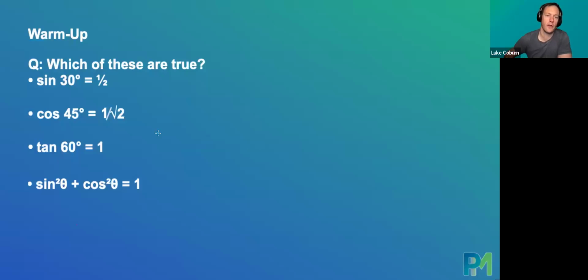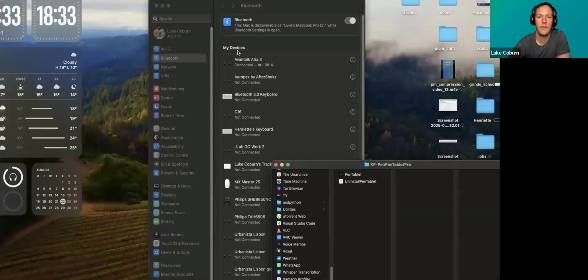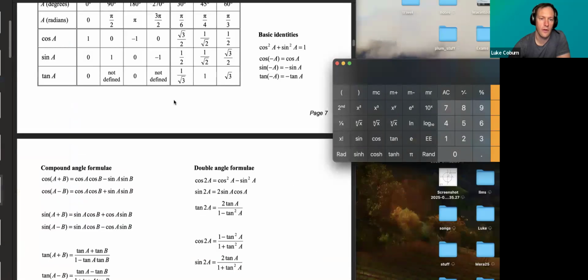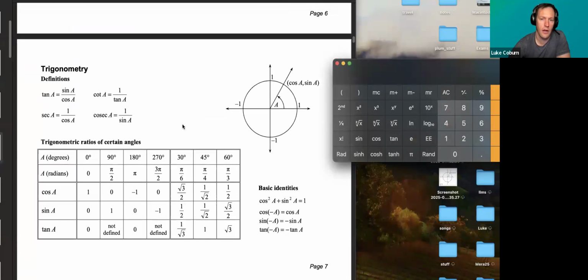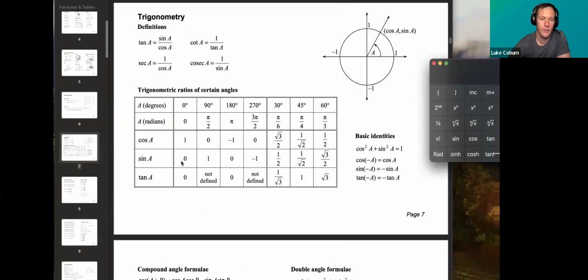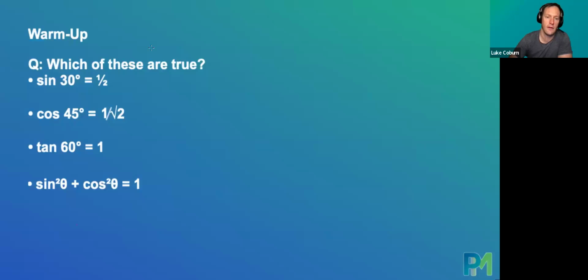Okay, so sine of 30 is equal to a half. We have a lot in the tables, and we can look here, sine of 30 is indeed equal to a half. So that one is correct. Cos of 45 is equal to 1 over root 2.